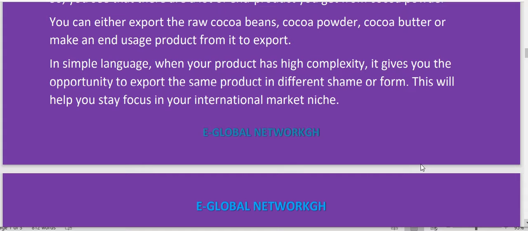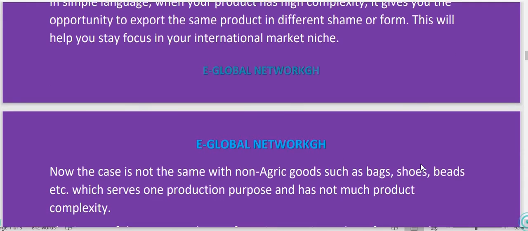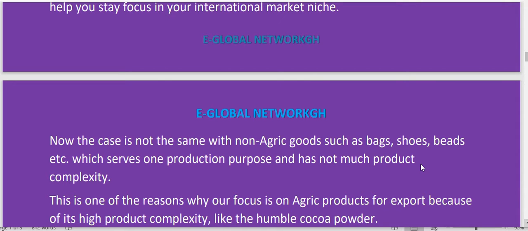Okay, I hope you get this. A typical example is also the hibiscus tea. Not only that, we have a lot of agricultural products that are high in complexity, so they can be turned into different products that you can benefit from. They all fall under one niche which you can focus on and market.